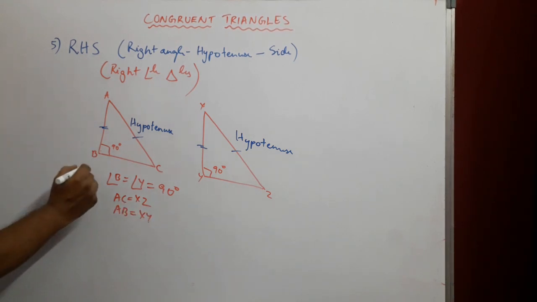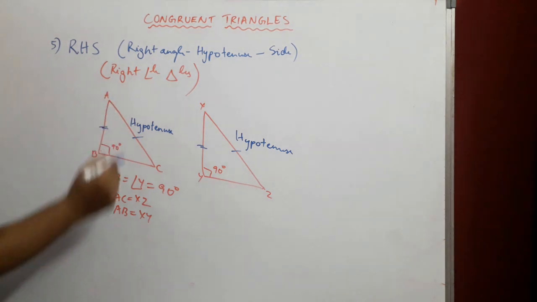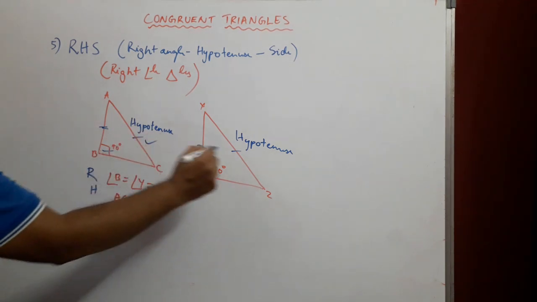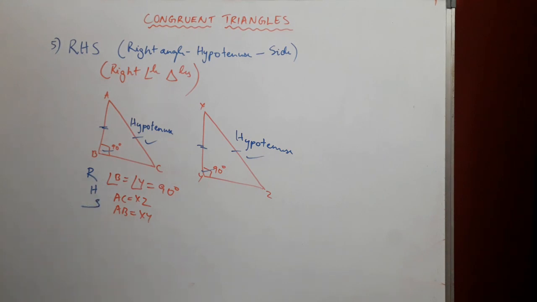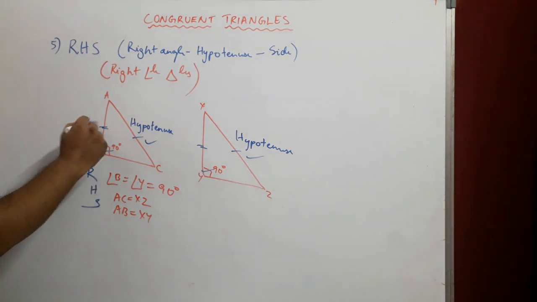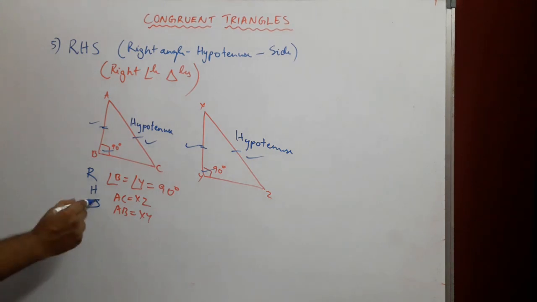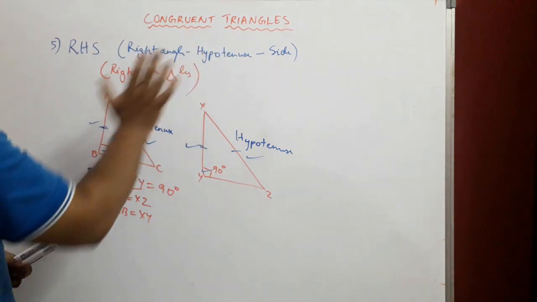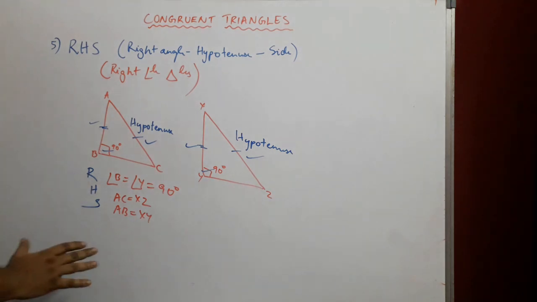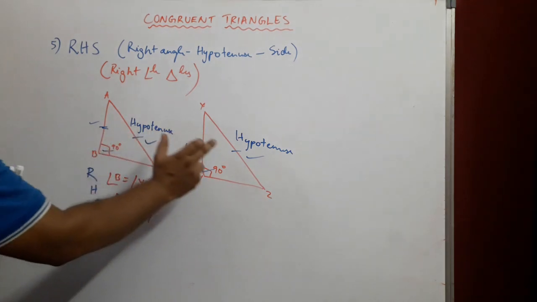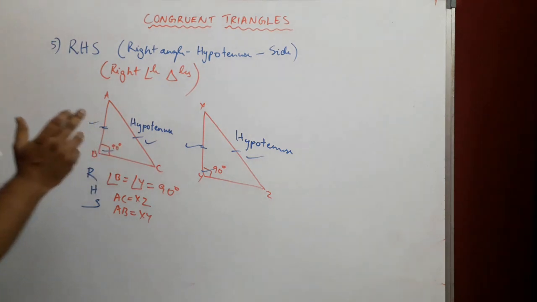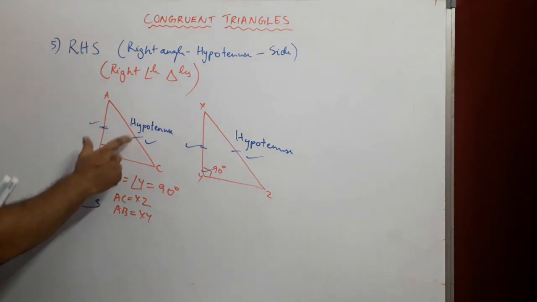So we have R standing for right angle, these two. Then we have H standing for hypotenuse, these two. And we have a side standing for these two sides. So we have R, H, S. The important thing is, remember, we can only use this particular congruence rule if and only if we have two right angle triangles. When we have two right angle triangles, we can use this, and we need to include the hypotenuse.